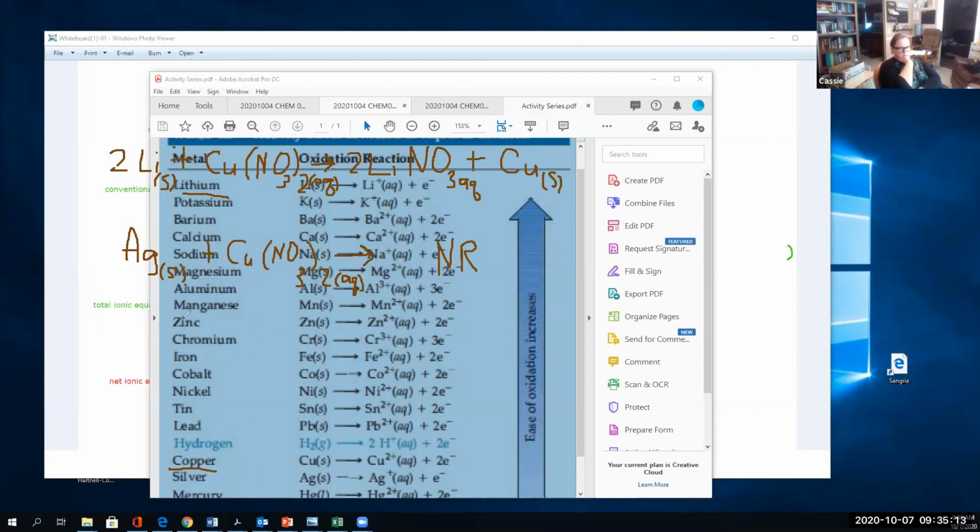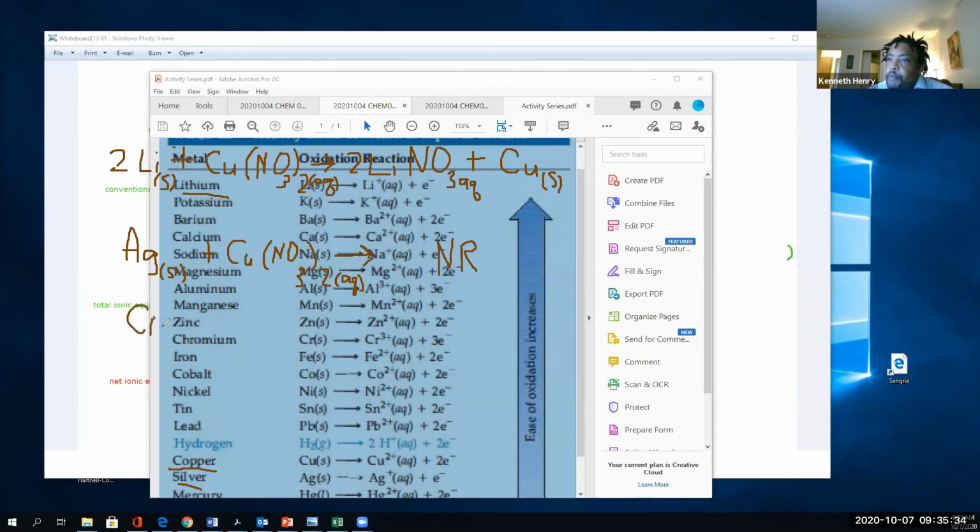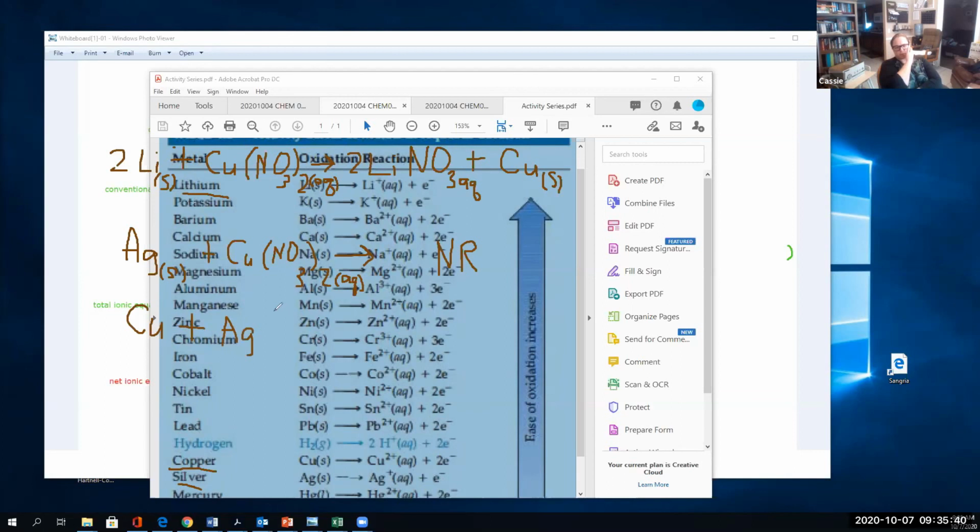So the lower they are, they're not going to have reactions. It's all relative, right? Because copper's here, and then silver's below it. So since silver is below it, silver metal won't be able to replace copper. But if we had this reaction, copper plus silver nitrate, it would replace it.